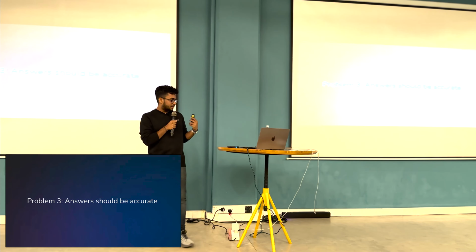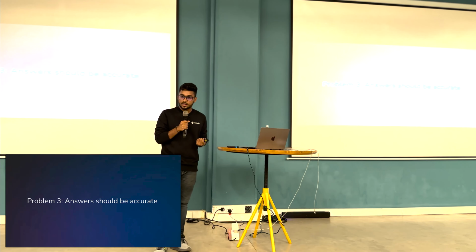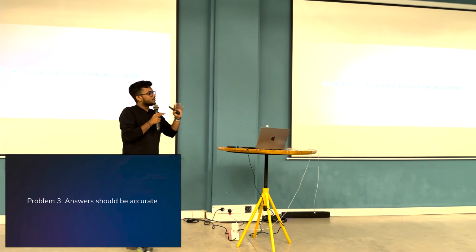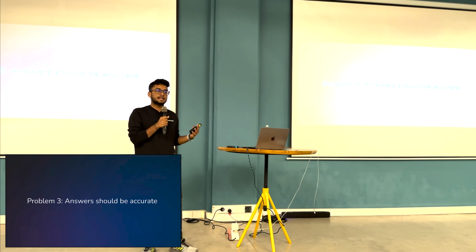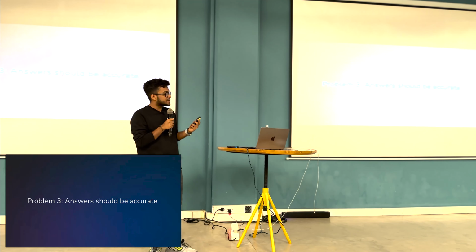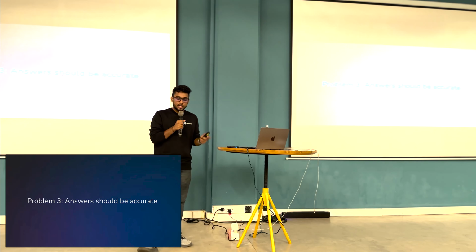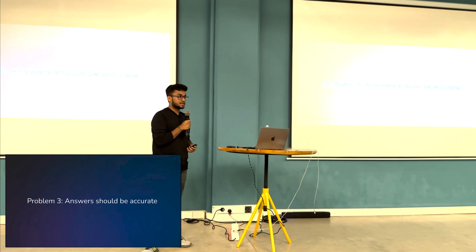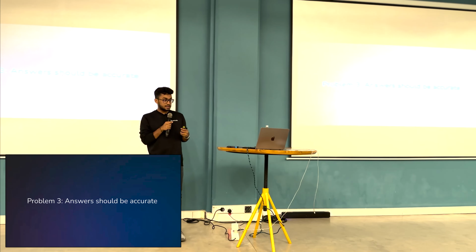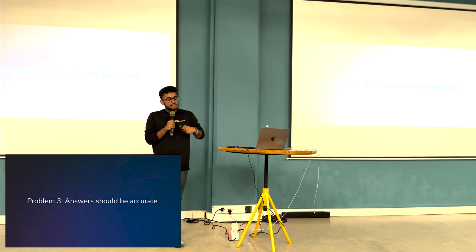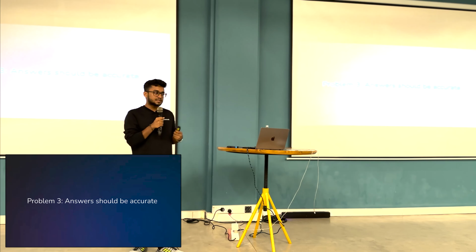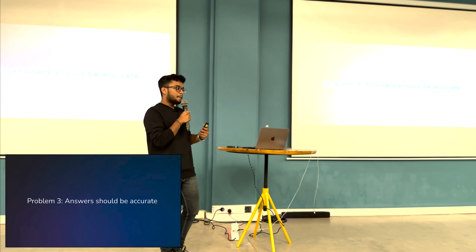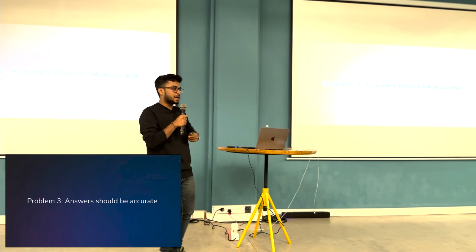Problem 3, very primitive. We need to make sure that the answers are accurate. Very basic point, but pretty sophisticated when working with probabilistic models like LLMs. Because the problem is, it's going to try and look into its previous memory when answering the question, and that is not something that we want. Looking into the model's previous memory can also cause problems like hallucination, where the model is making up answers instead of extracting them.